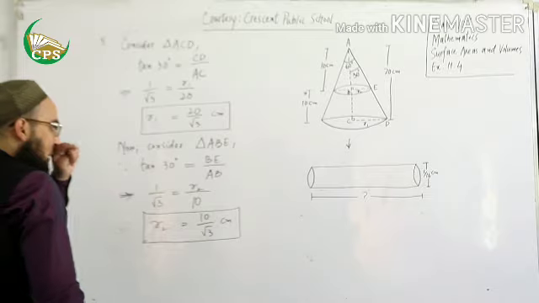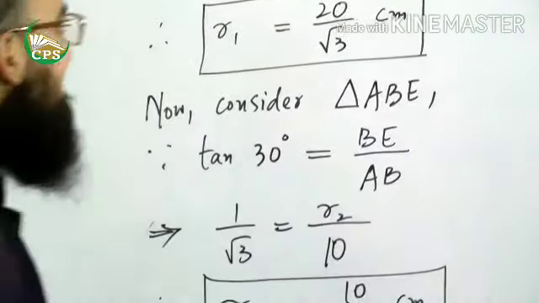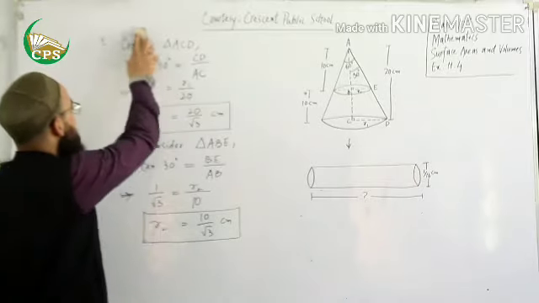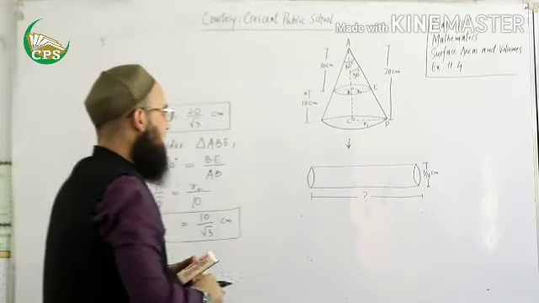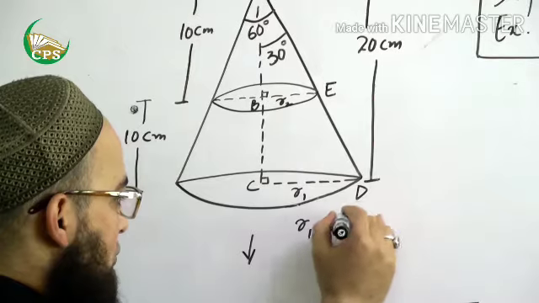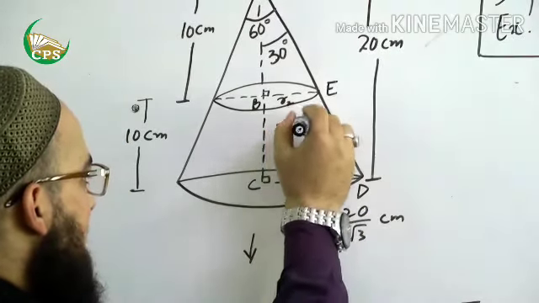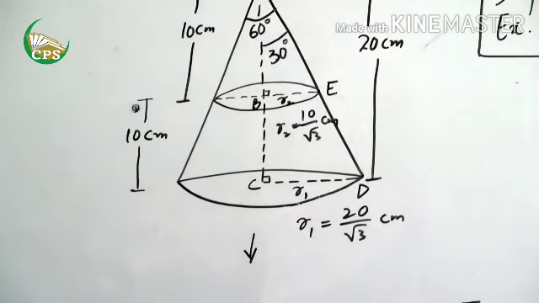Yes. Now, let us do one thing. Let me rub this. Remember this R1 is 20 by square root of 3. Here R1 is 20 by square root of 3 centimeters and R2 is 10 by square root of 3 centimeters. Got it?